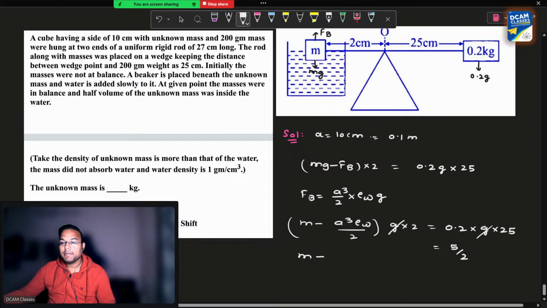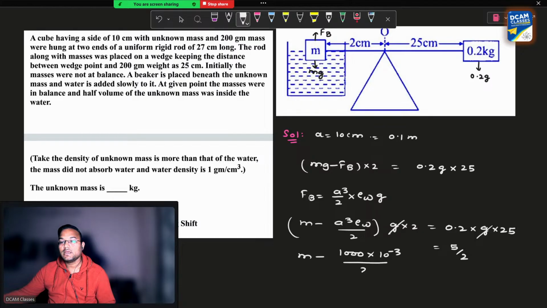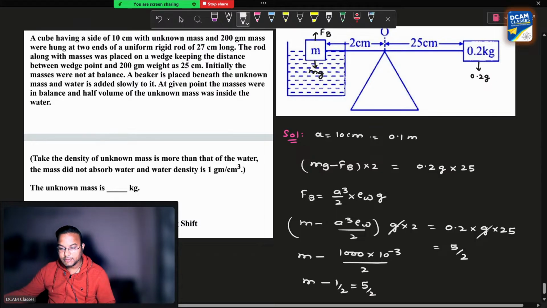This will be 5 by 2. And M minus, this is 1000 into 10 power minus 3 by 2. Okay. M minus 1 by 2 is equal to 5 by 2. M is 3 kg. This is the answer. Solved.